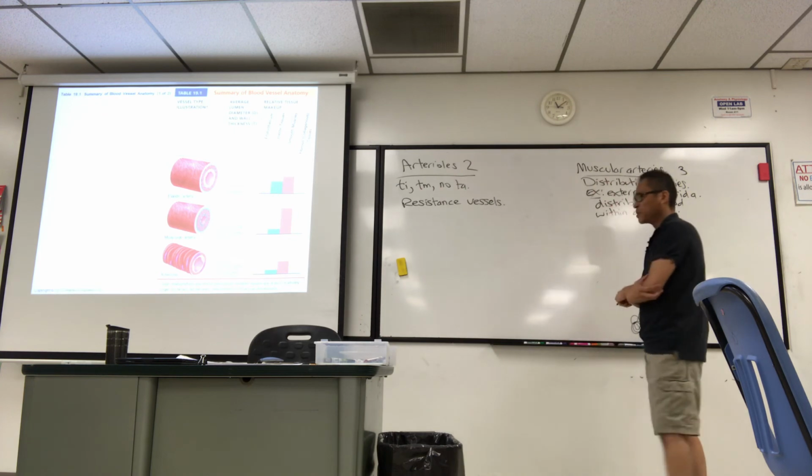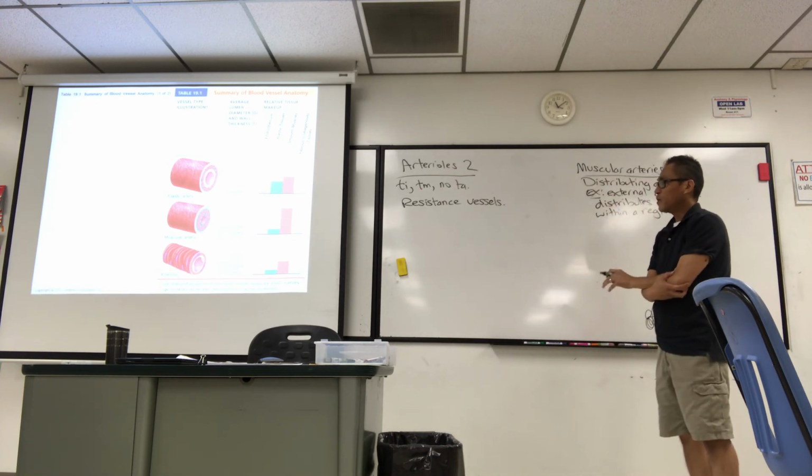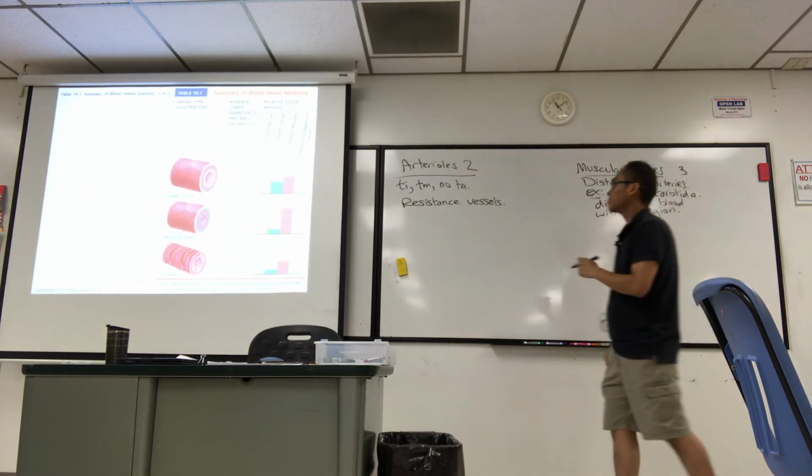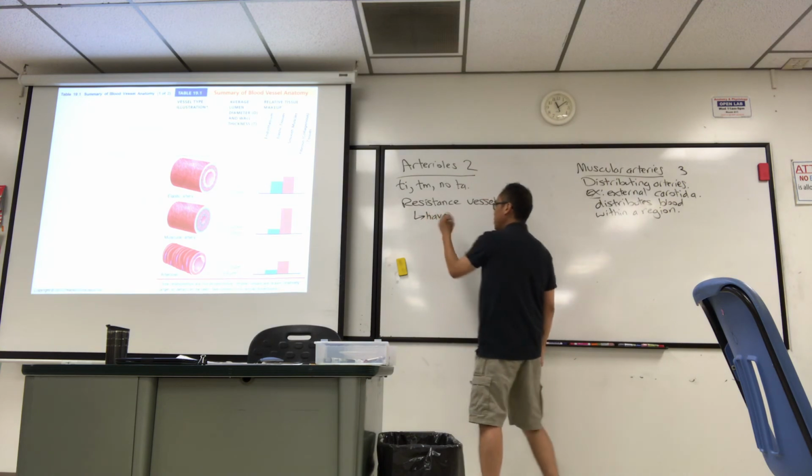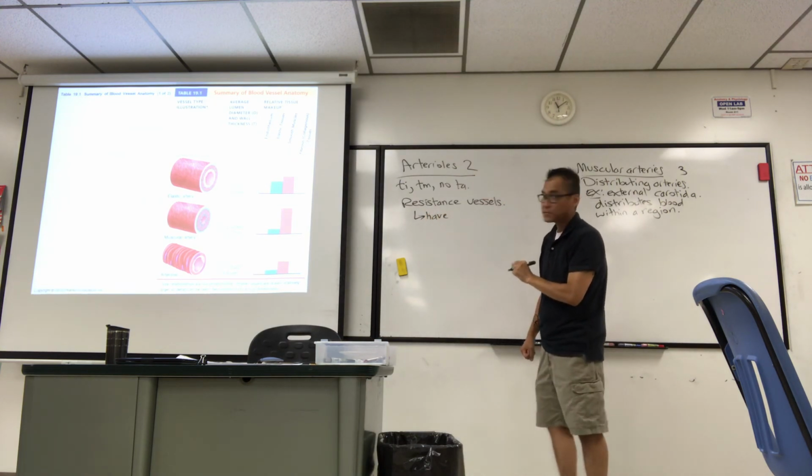They're commonly called your resistance vessels. These are the ones where you can really clamp down to increase blood pressure. I mentioned before, pre-capillary sphincters.